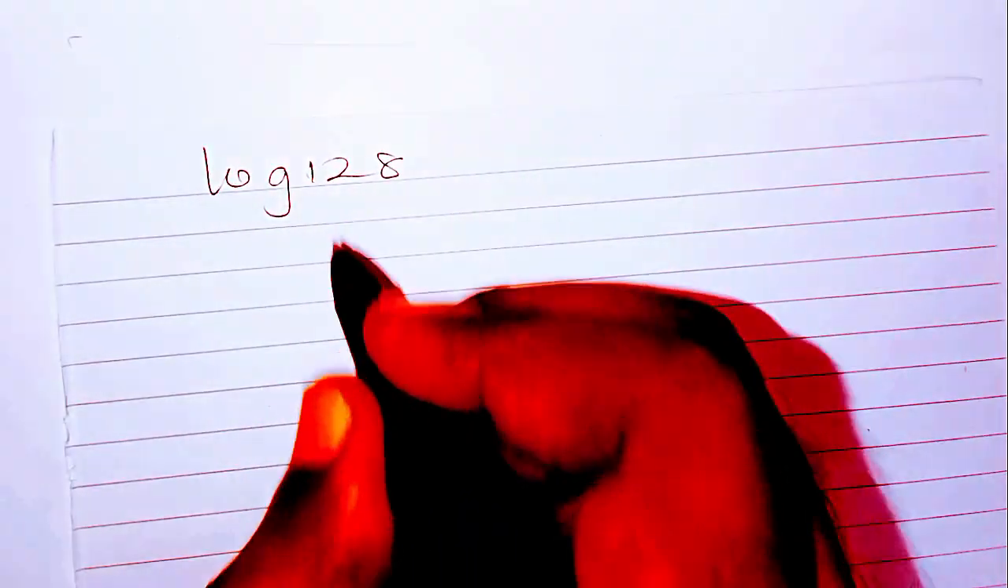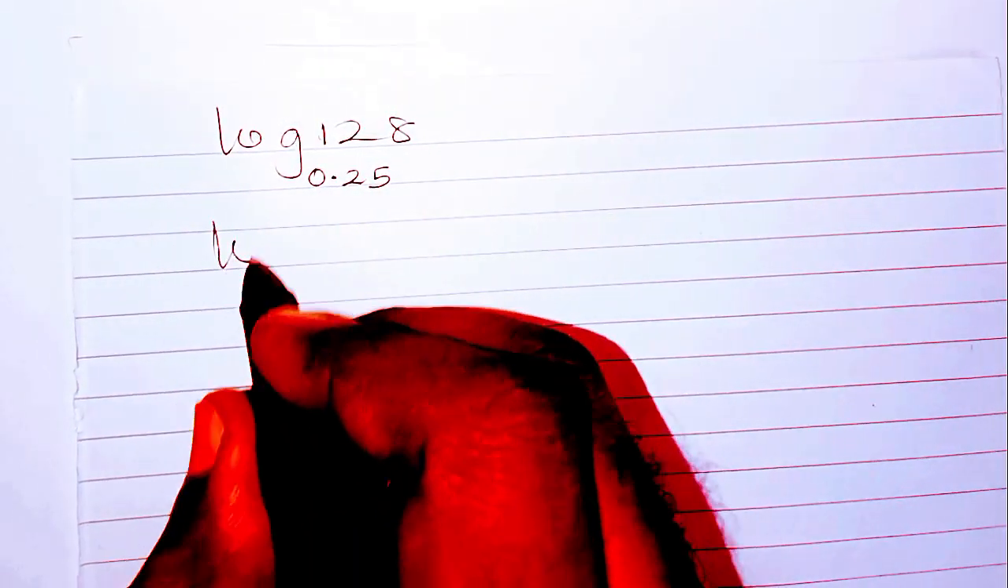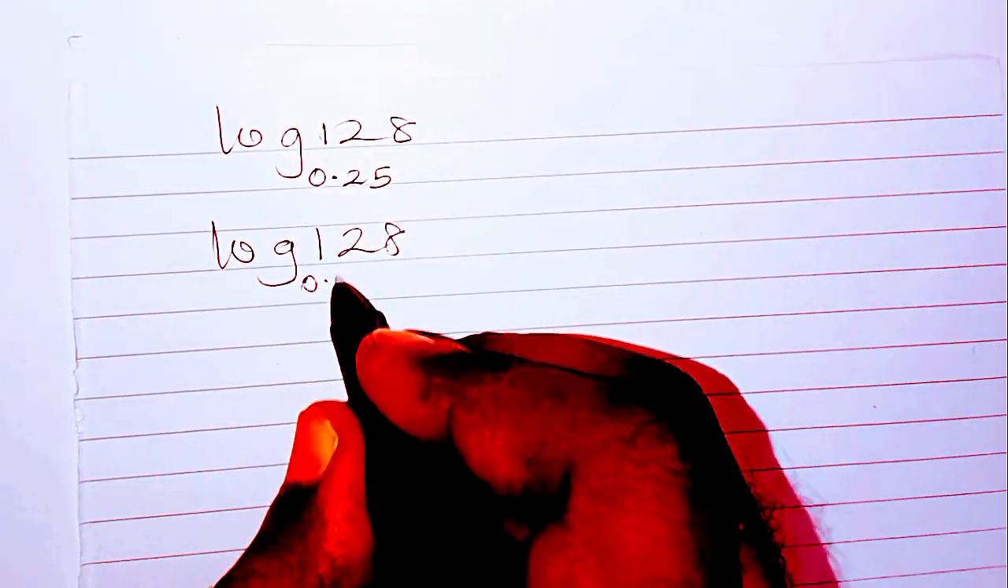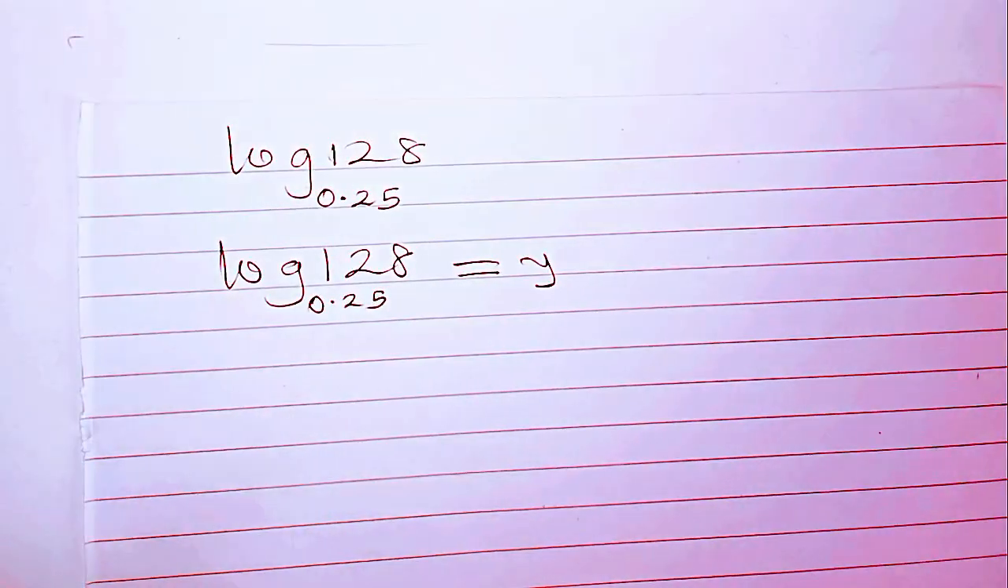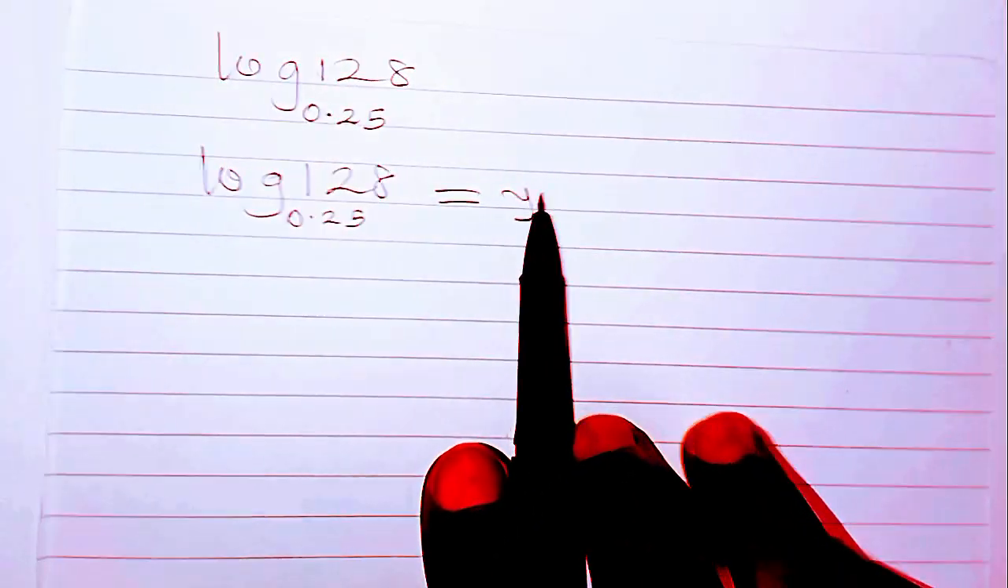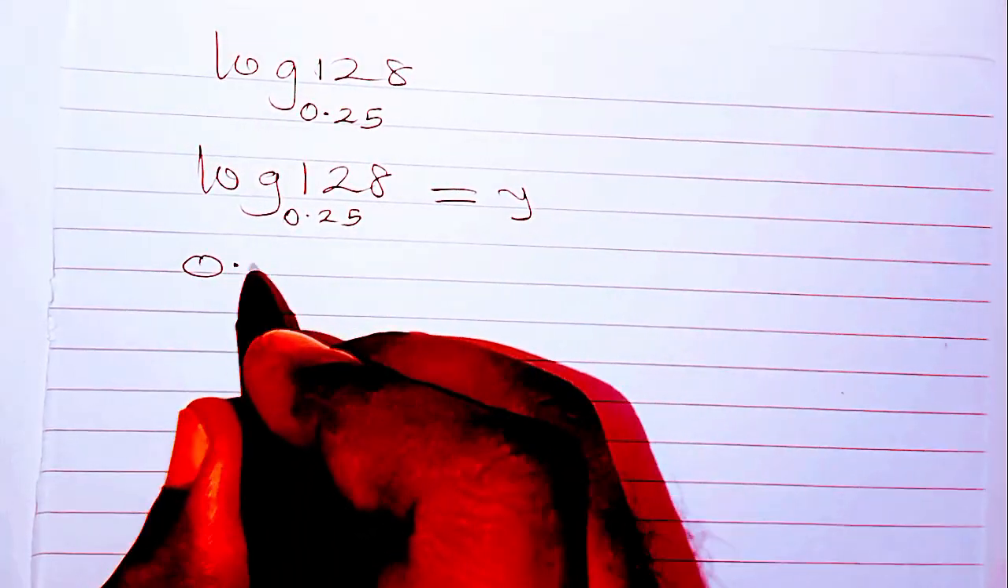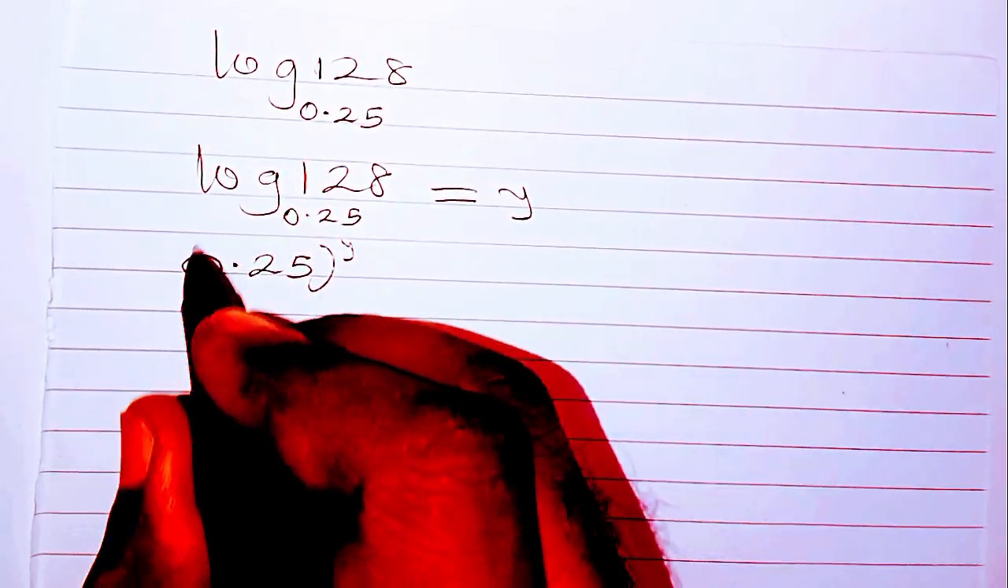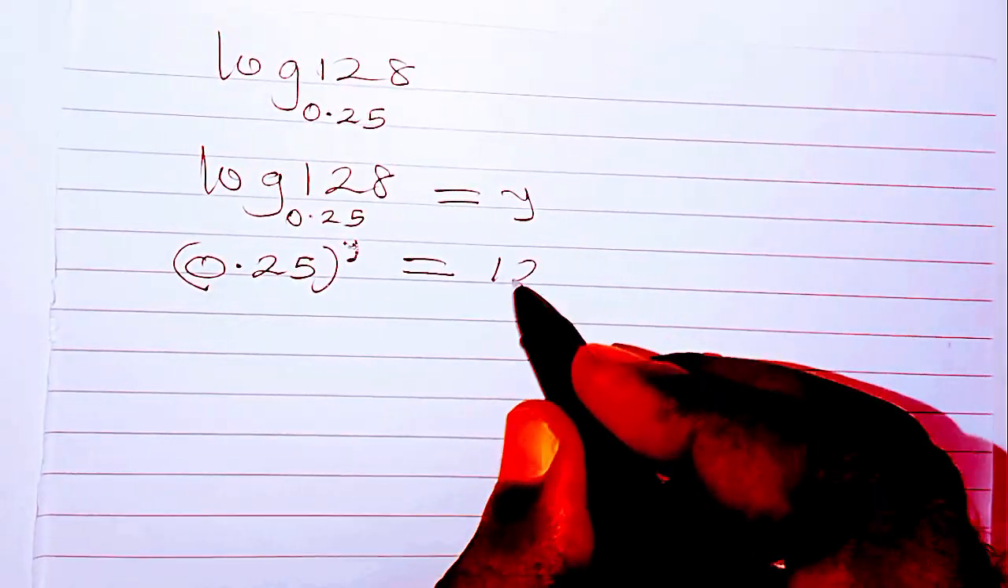In this example, we are given log 128 base 0.25 to evaluate. We can just make use of the concept of the relationship between indices and logarithm. In this case, we let log 128 base 0.25 be x or y. I want to use y this time around, and then we change this to index form. This is 0.25 raised to the power of y equal to 128.